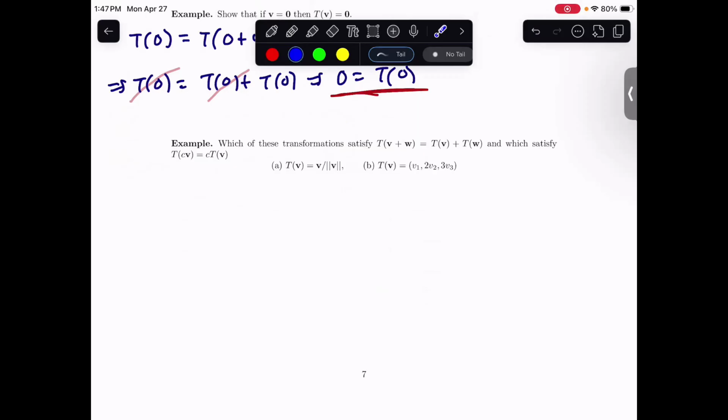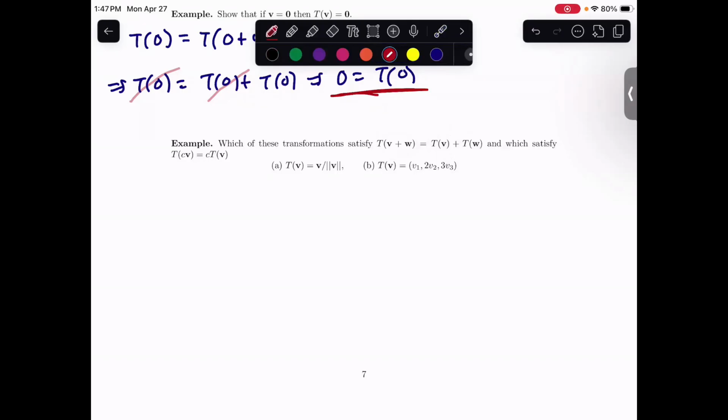Okay, and so for this next example, we're really just messing around with the definition pretty much. It's asking which of these transformations satisfy T of V plus W is equal to T of V plus T of W, and then which satisfy this linearity rule with respect to the scalars.